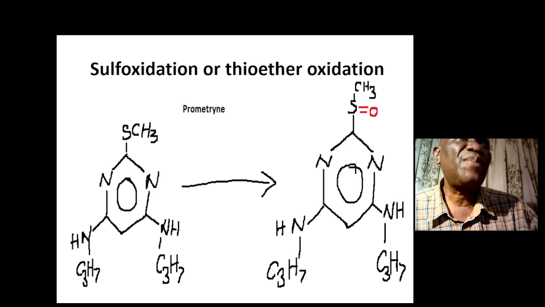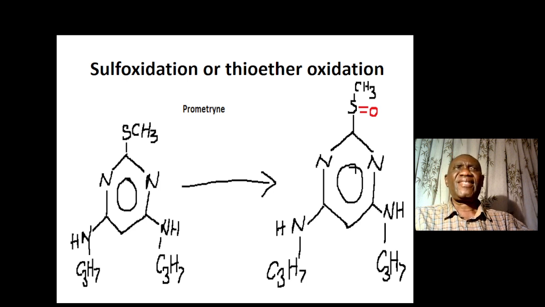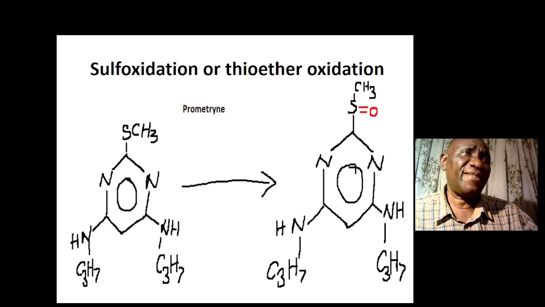We have a prometryn, we have got sulfur somewhere here, and it will gain oxygen, and you call this sulfoxidation or thioether oxidation.